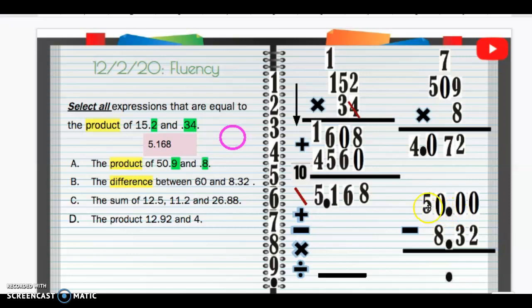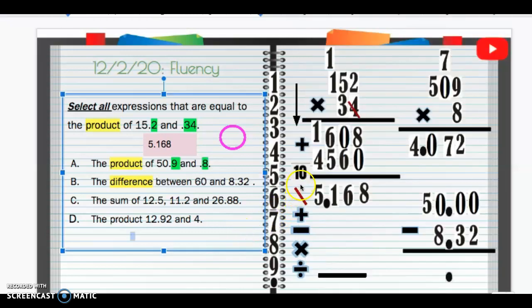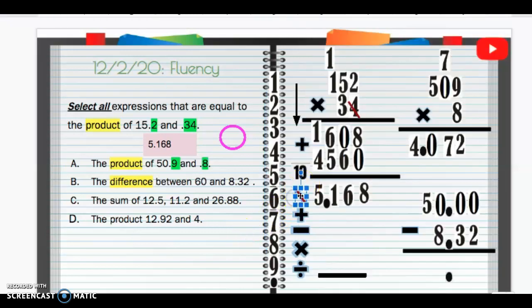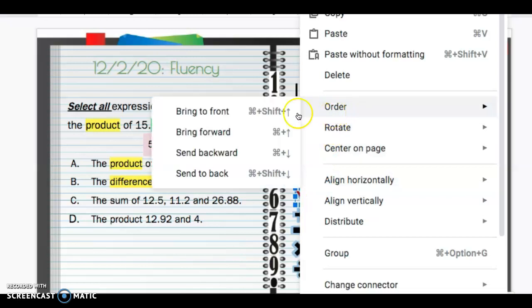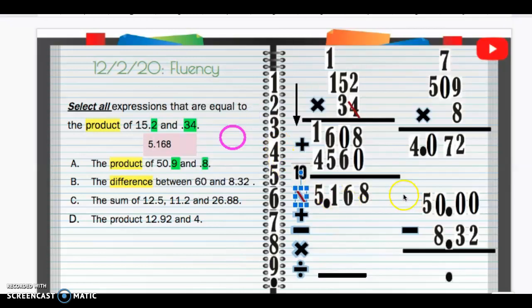So since this neighbor gave all of these zeros, let me highlight this and say bring this forward. Hold on. Since all these neighbors had to be borrowed from, they come and we cross them out.